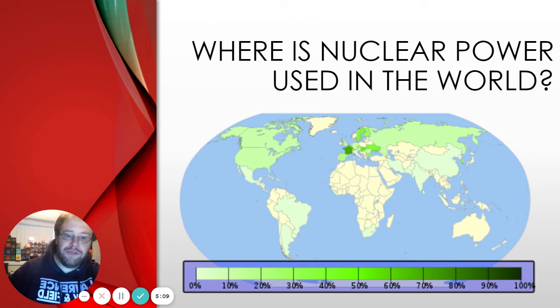So where is nuclear power used in the world? Well, as you can see, it's used in a lot of different places. The most prevalent place is in France, where you can see they are the darkest green. That means they use the most nuclear energy. But it's also used elsewhere, right? The United States, Canada, Sweden and Finland, Spain, England, parts of Eastern Europe, and then, of course, Russia. And there are other places that also use nuclear energy, like South Korea, and a couple other countries that aren't actually on this map, because they say they don't have it, but they do. So it's not official that they have it.